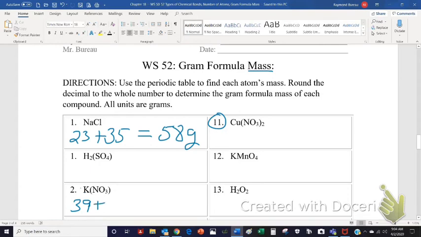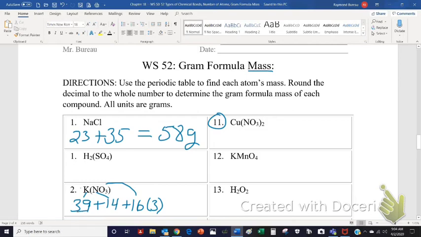So nitrogen has a mass of 14. Oxygen has a mass of 16, but notice there are 3 of those. So all I'm doing really is I'm changing the letter into a number, just like when we did word problems. Change the words into numbers and then do the math.